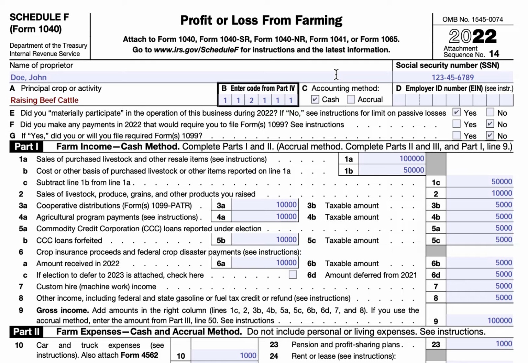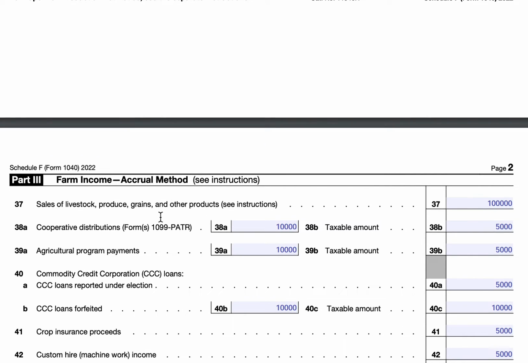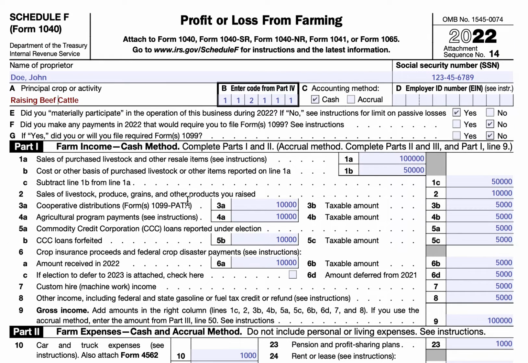Now, when it comes to farm income, you will either use the cash method, in which case you would use Part 1, or you use the accrual method, in which case you would report your farm income in Part 3. So we're going to walk through each of those separately. We've made the numbers work the same, but the primary difference is that cash method taxpayers will report income and expenses in the tax year that they are actually received or paid.